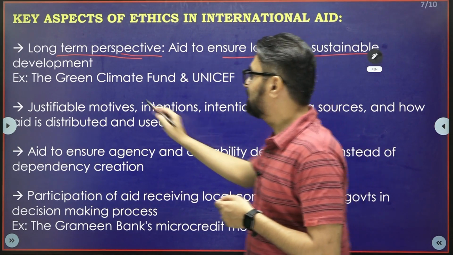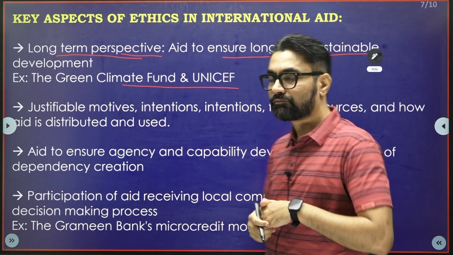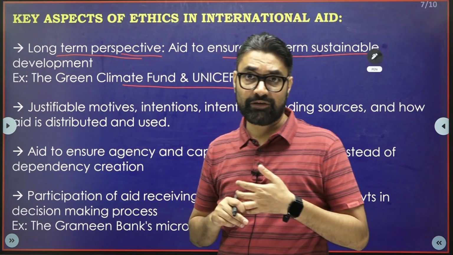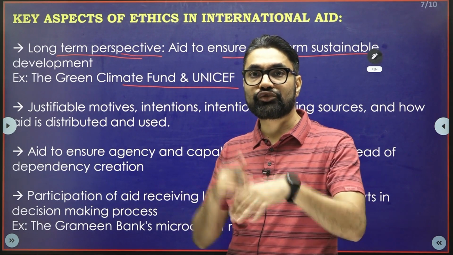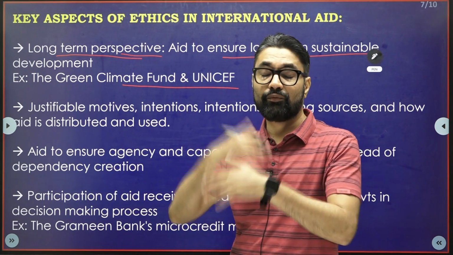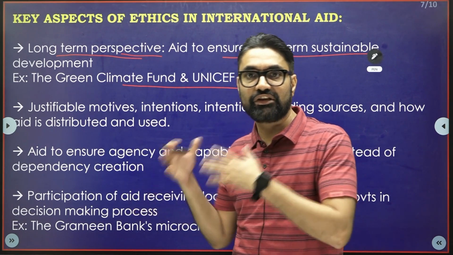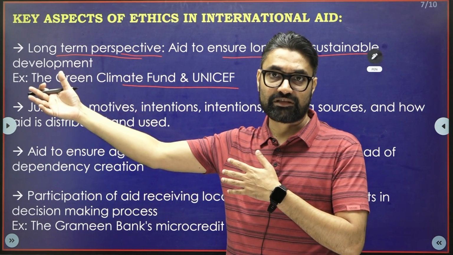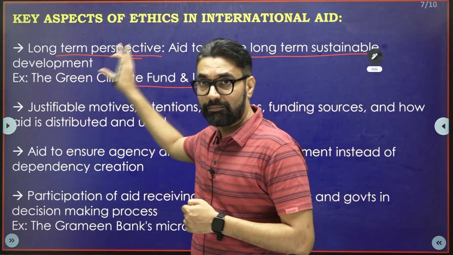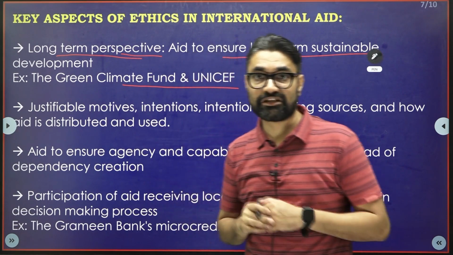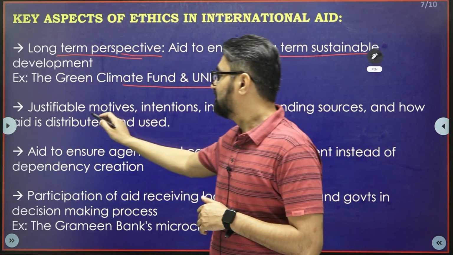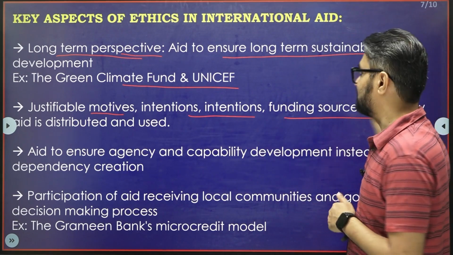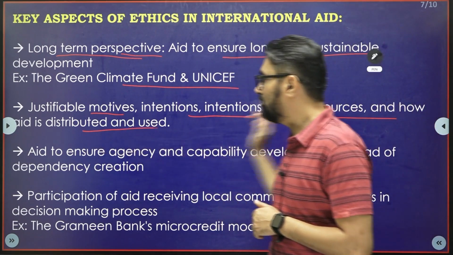Okay. So isme guys, this Green Climate Fund, UNICEF, most of these organizations, they give the aid so that the local community will improve its own functioning, operation, etc. in a sustainable manner and in a long-term perspective. So, ये भी एक example है that parameter of long-term perspective. Then, justifiable motives, intentions, and funding sources and how aid is distributed and used.